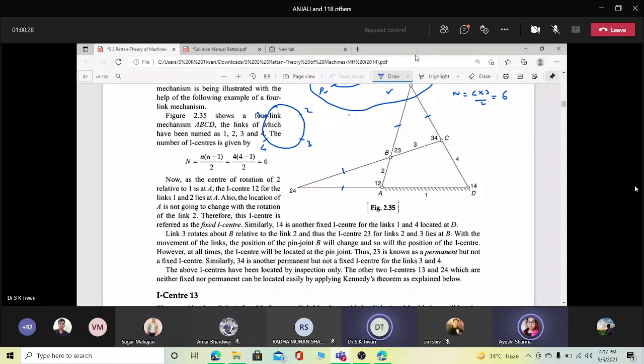Out of 6 eye centers, or out of any number of eye centers, there are few eye centers which can be always located through visual inspection.